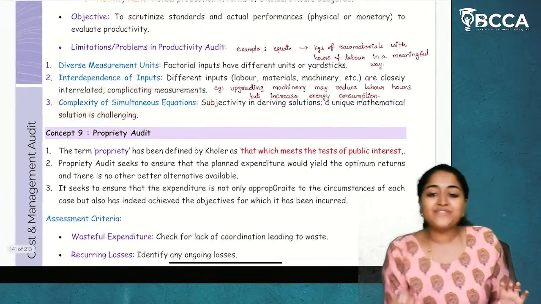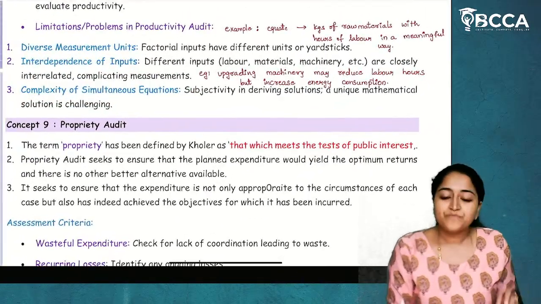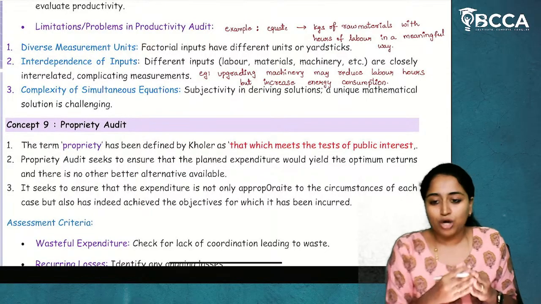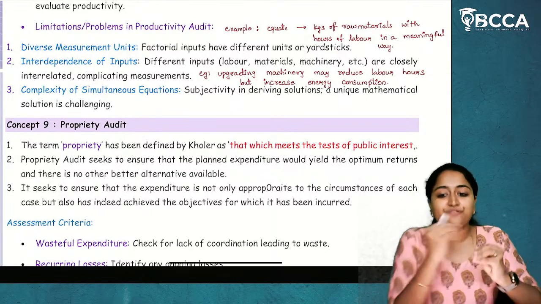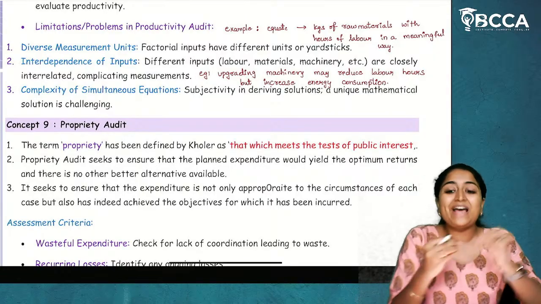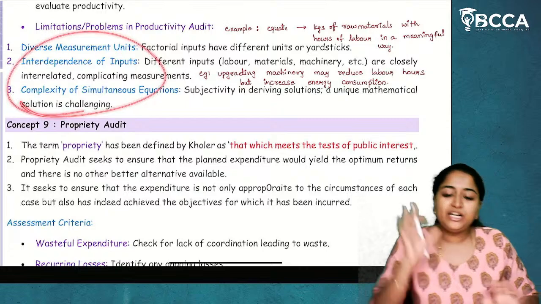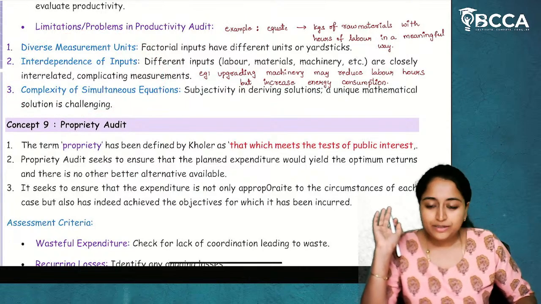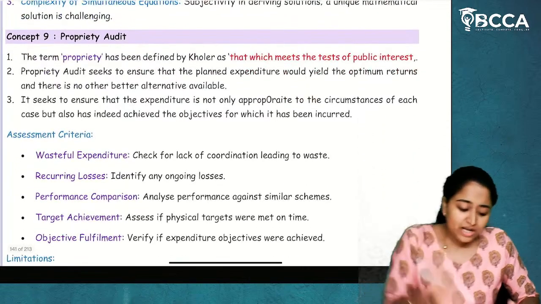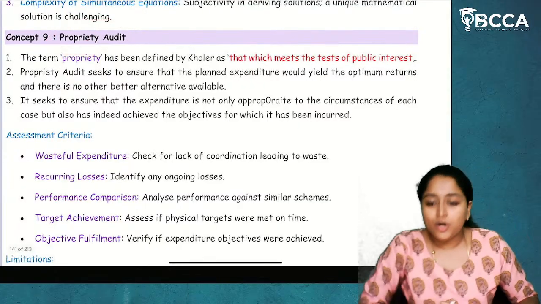And complexity of simultaneous equations. If you are using a mathematical model, each and every one will have a different equation. So to do the calculation for that, it will be a bit difficult. So these are the limitations in the productivity audit. I hope it's clear. Now what is called a proprietary audit?